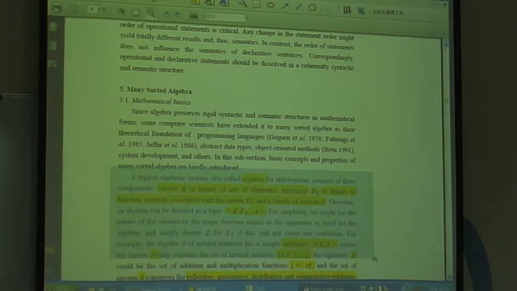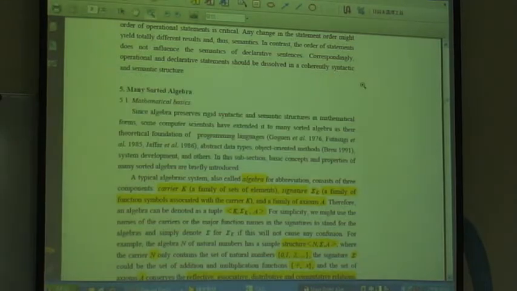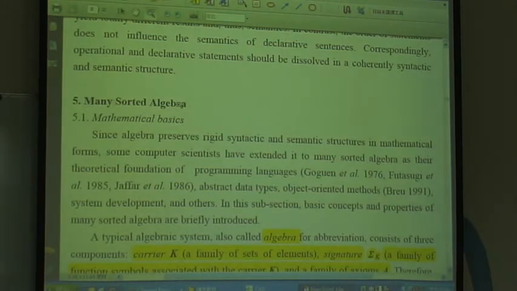So, okay, here. Many sorted algebra, but first we introduce a single sort algebra. Okay, not many. one sort 就是一个单最简单的这个 algebra.